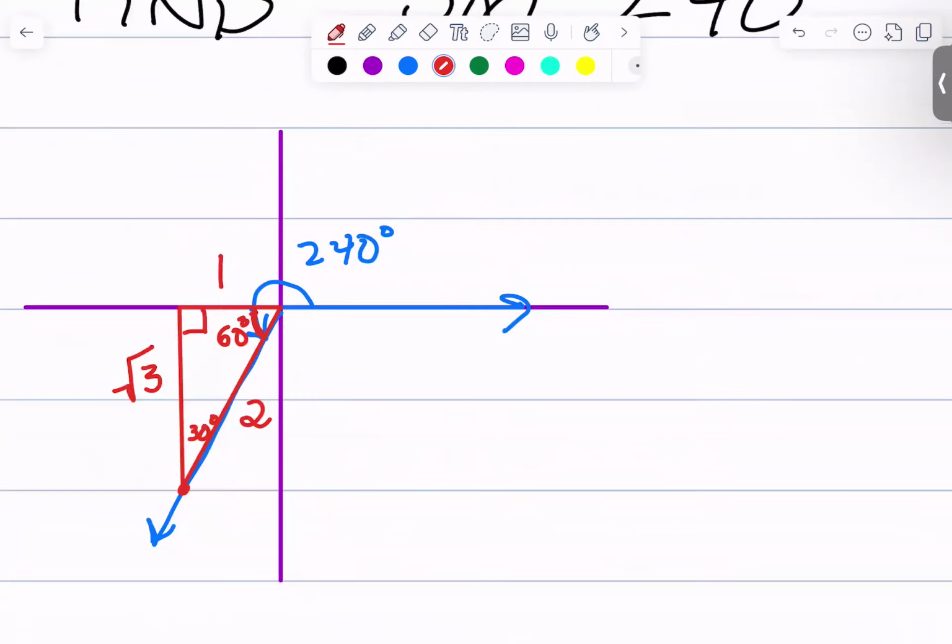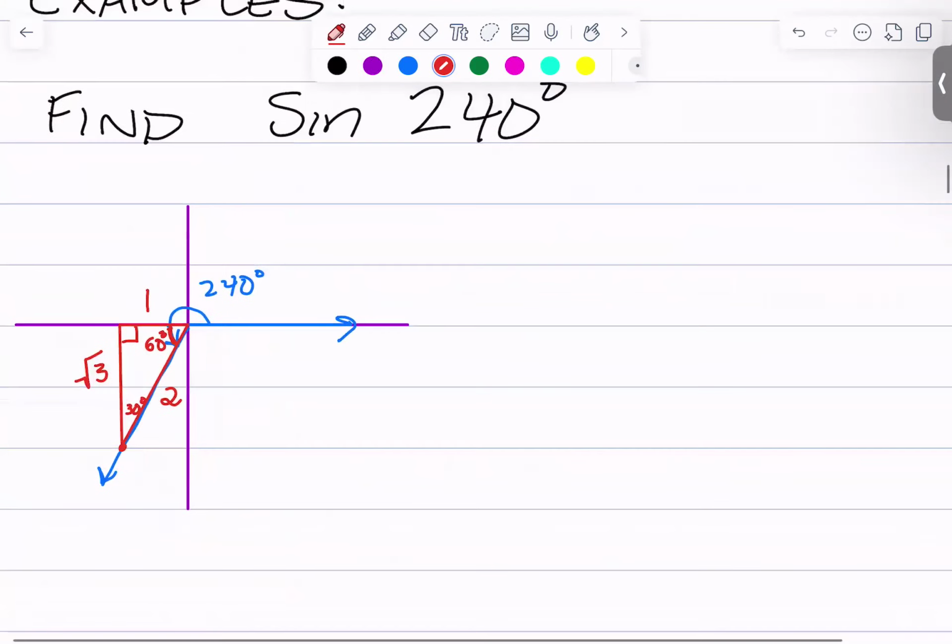Yeah. And that's the triangle that we're going to be dealing with. Okay. So the sine of 240 is the same thing as the sine of 60 degrees in quadrant 3. Okay. So what's the sine of this triangle?